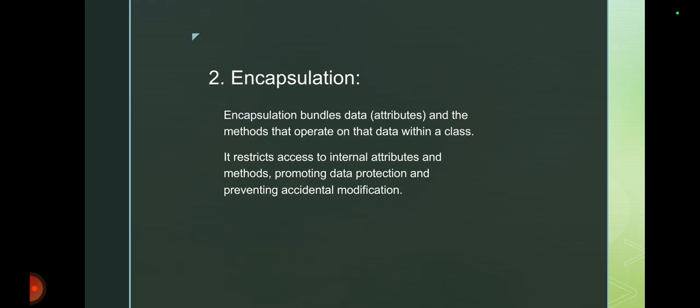So next is encapsulation. Encapsulation bundles data, attributes, and the methods that operate on the data within a class. It is the mechanism where data, variables, and the code, methods, that act on the data are bound together. For example, if we take one class, we write variables and methods inside the class. Thus, the class is binding them together. So, a class is an example of encapsulation. The variables and methods of a class are called members.